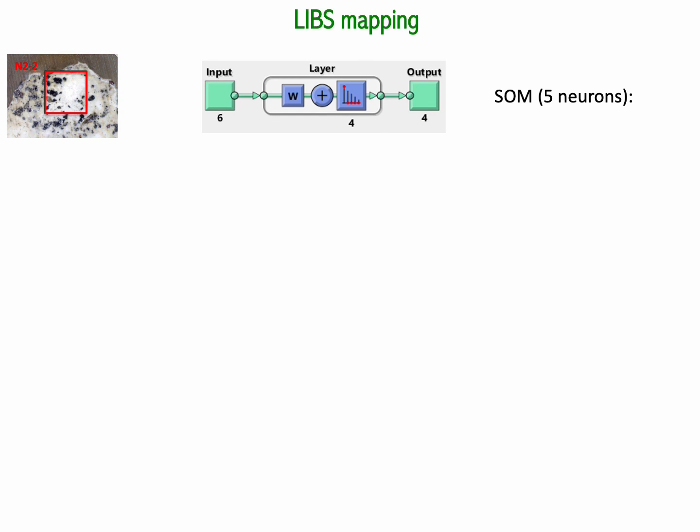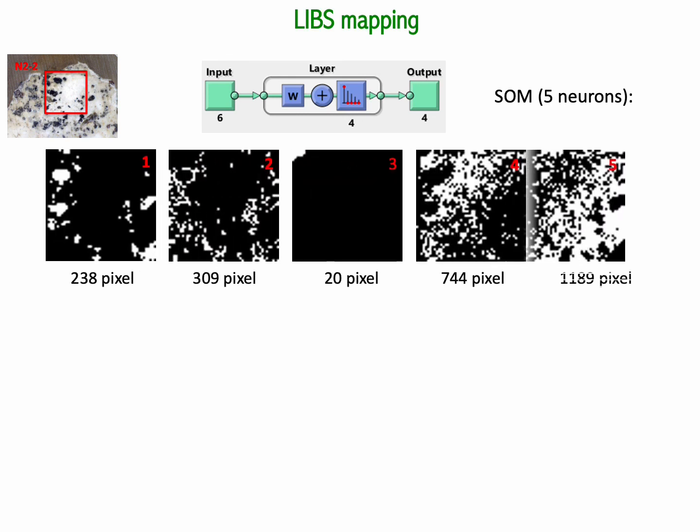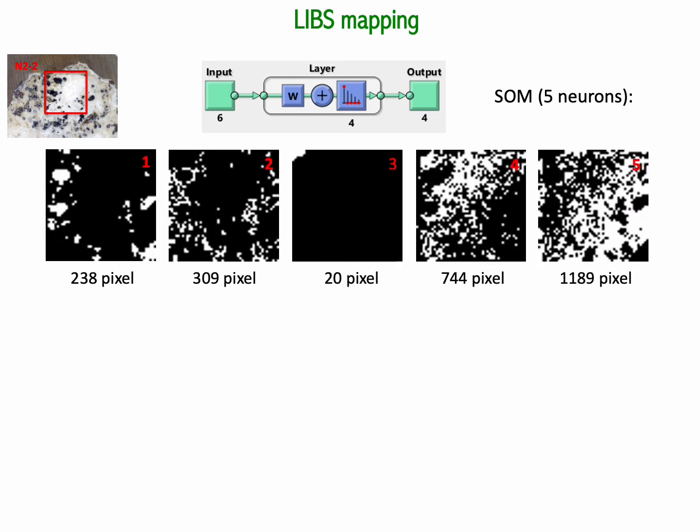One of the advantages of the SOM classification is that the classification takes into account only the elements which vary substantially between one cluster and the other. In this case, we use as inputs of the SOM algorithm the maps corresponding to the 11 major and minor elements detected in the LIBS spectra. In our case study, the SOM analysis identifies 5 different clusters.